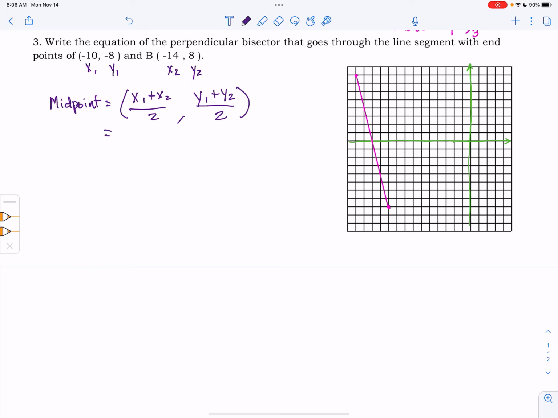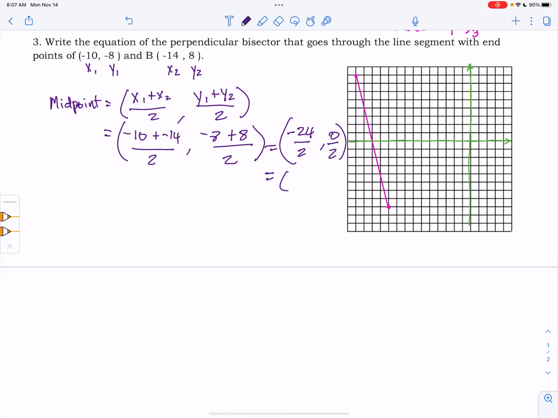And so when we plug that in, we get negative 10 plus negative 14 over 2, comma, negative 8 plus 8 over 2. And simplifying that, we get negative 24 over 2, comma, 0 over 2, which then gives us negative 12, comma, 0. And so now we see that that's that point right here, right in the middle of that segment, which makes sense.